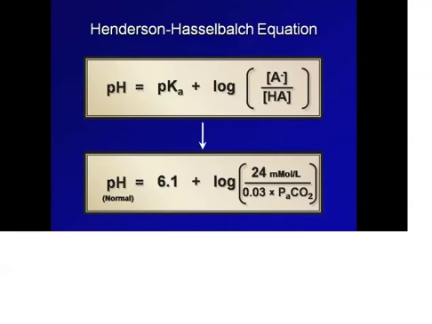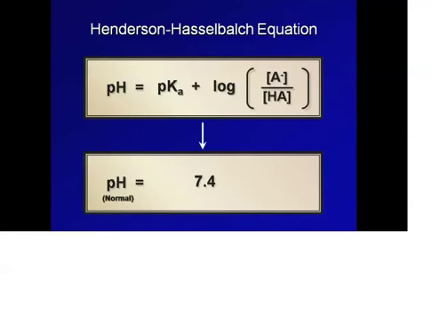The normal partial pressure of carbon dioxide in arterial blood is 40 millimeters of mercury. 24 divided by the product of 0.03 and 40 is equal to 20. The log of 20 is 1.3. And finally, 6.1 plus 1.3 equals 7.4, which as it turns out is the normal value of arterial pH. I love it when physiology and math work so well together.